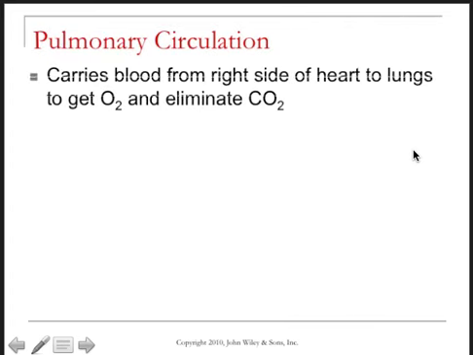Okay, let's talk about the pulmonary circulation. This is basically the route that the blood takes from the heart to the lungs and then from the lungs back to the heart. So it carries blood from the right side of the heart to the lungs to get oxygen and eliminate carbon dioxide. The route is from the right to the left.